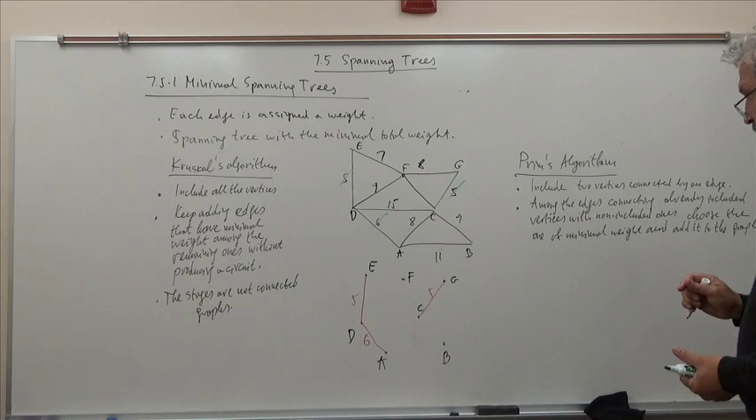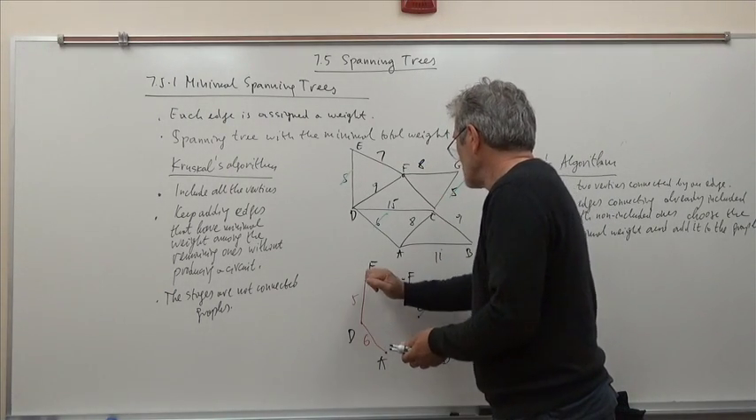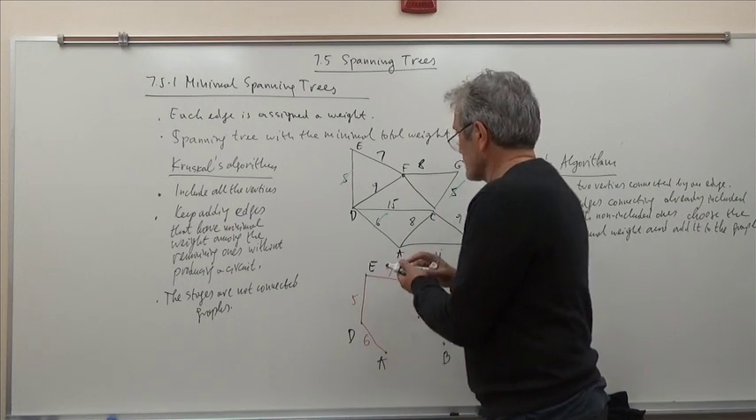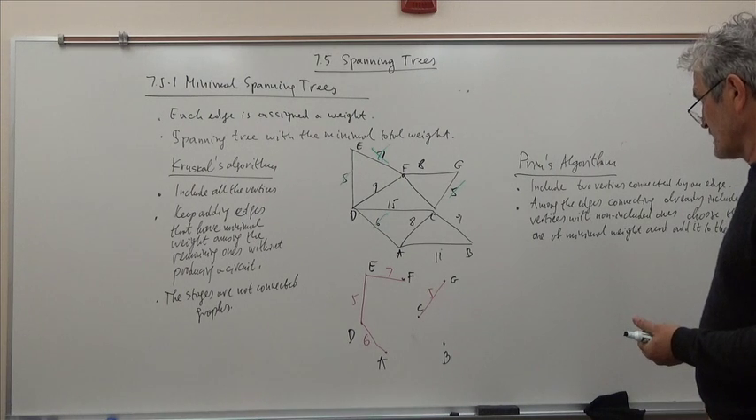What now? Next one is 7. So I will include it because it's minimal. So 7, and I cross it here. And then, who's the next one?